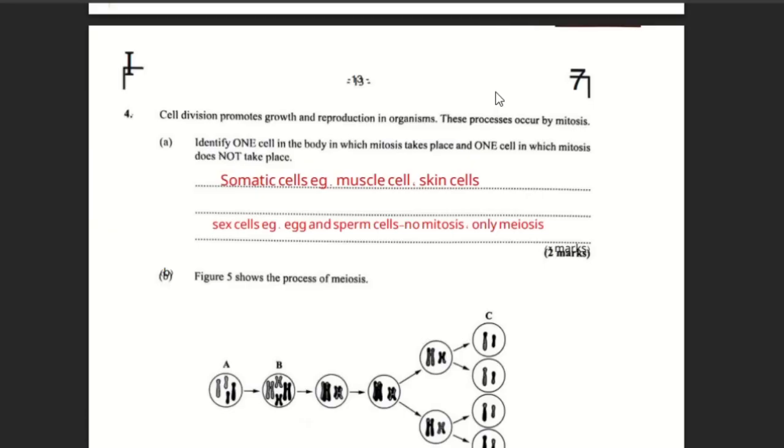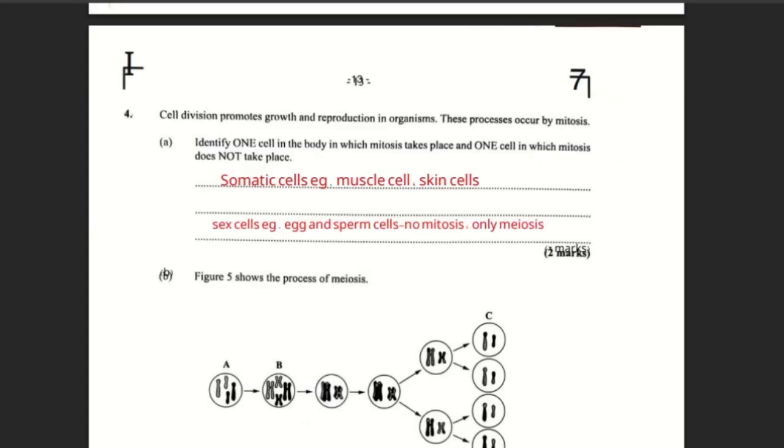So basically, mitosis takes place in somatic cells. Somatic cells are the same thing as body cells, right? It's just a fancy name for body cells. So cells that mitosis takes place in would be our muscle cells, skin cells, cells like that. And the type of cells that you would never see mitosis happening in are our sex cells, like our egg cells and our sperm cells. Absolutely no mitosis can take place. They're only meiosis, as meiosis is the designated cell division to divide those sex cells and not mitosis.